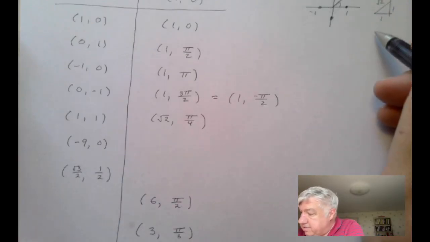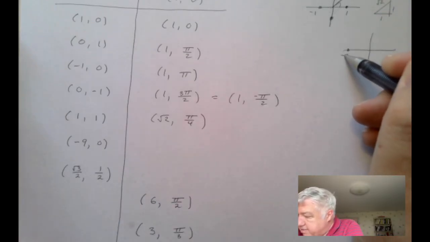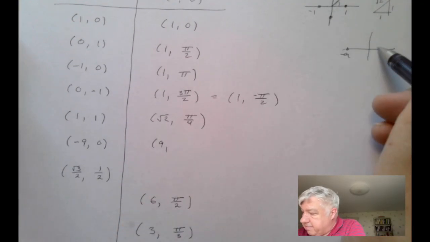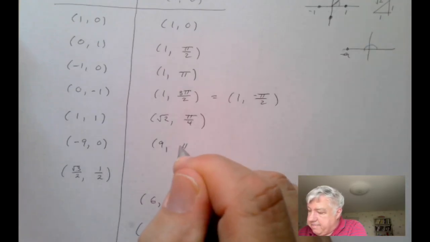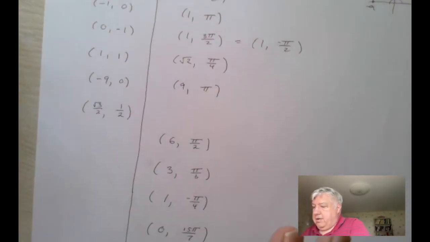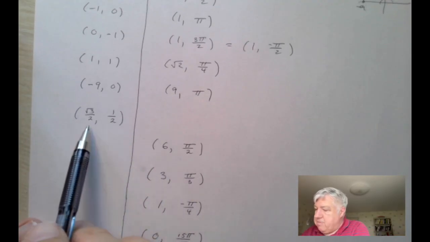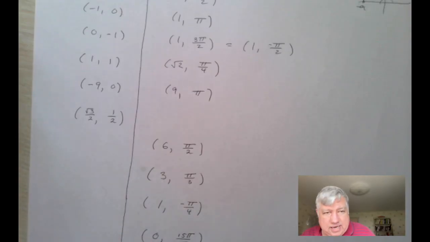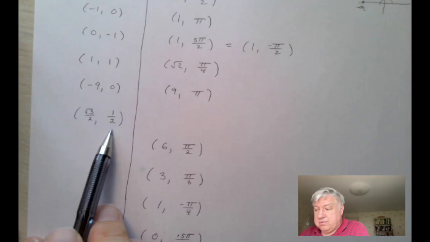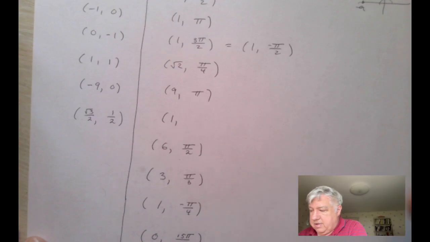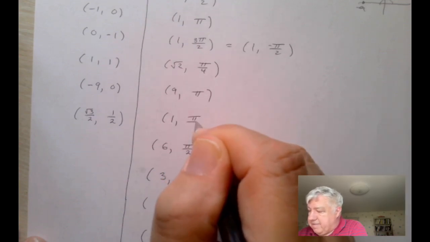Negative 9, 0. That's way over here. Okay, 9 units from the origin. And the angle from here to here is 180, which is the same as pi. Okay. Square root 3 over 2, 1/2. You might recognize that these are the coordinates for the cosine and sine of 30 degrees, or pi over 6. This is on the unit circle, and so r would be 1, and the angle that it corresponds to is pi divided by 6.